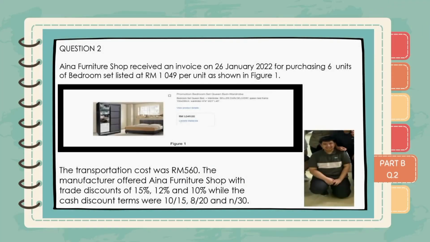Question 2. Aina Furniture Shop received an invoice on 26 January 2022 for purchasing 6 units of bedroom set listed at RM1,049 per unit as shown in figure 1. The transportation cost was 560. The manufacturer offered Aina Furniture Shop trade discounts of 15%, 10% and 10%, while the cash discount terms were 10/15, 8/20 and N/30.